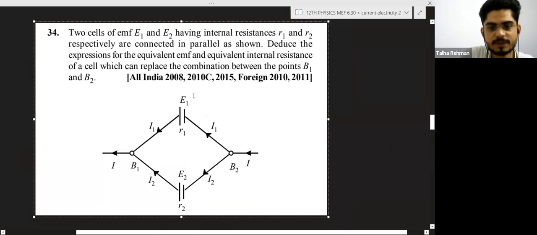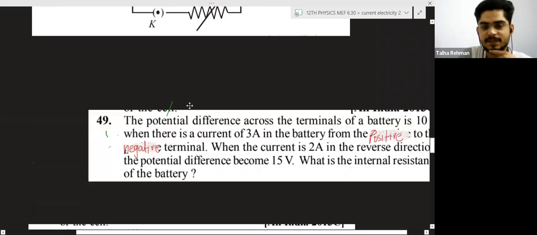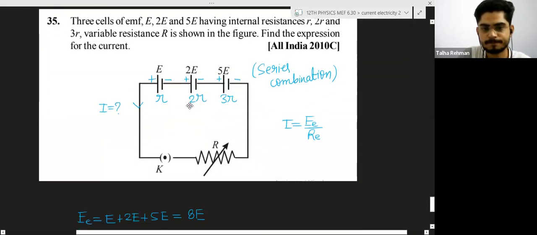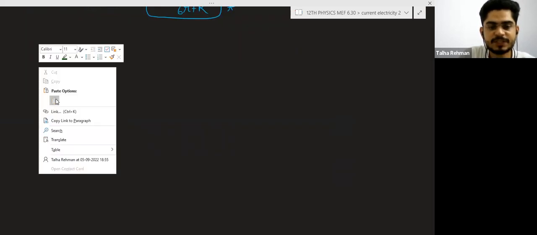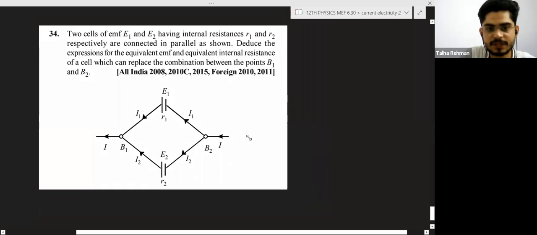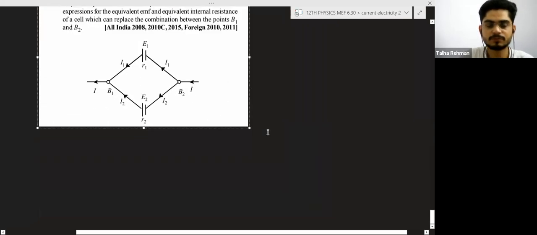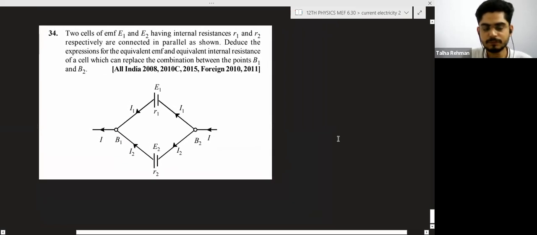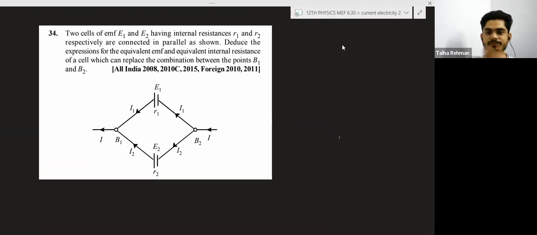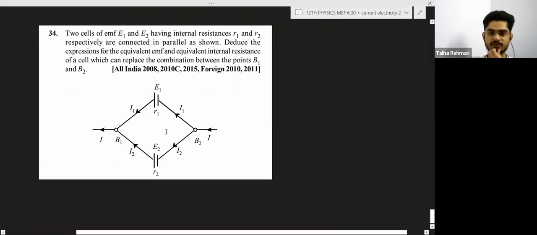Okay, and this question is a little bit lengthy for you, and I want your concentration on the screen, and please focus here. This question is something different. First tell me, which type of combination of cells is this, Matthew? Is this a series combination of cells or a parallel combination of cells?